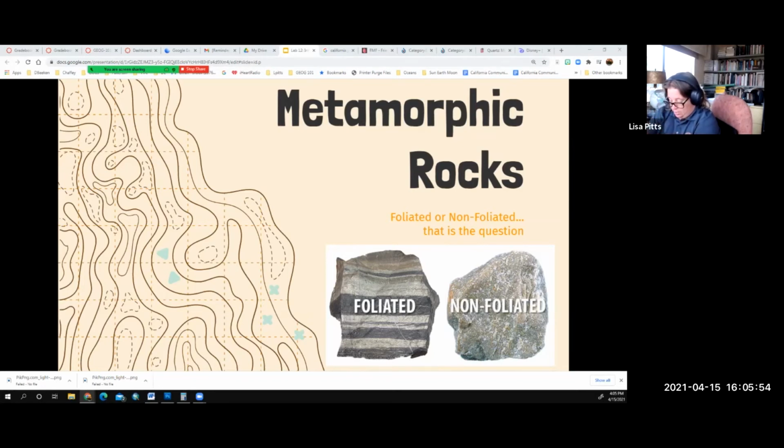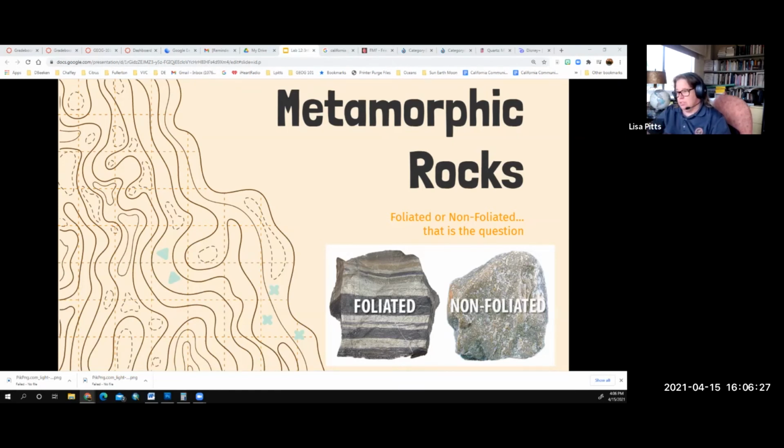Foliated means there is banding to it. Non-foliated means that the stuff just kind of never really aligned with each other. It's all just kind of spread out throughout the rock. So a metamorphic rock is a sedimentary or an igneous or another metamorphic rock that's experienced tremendous amounts of heat and pressure. So it's kind of like been reburied. And then they typically have different textures than their parent rock, but they're made of the same stuff.